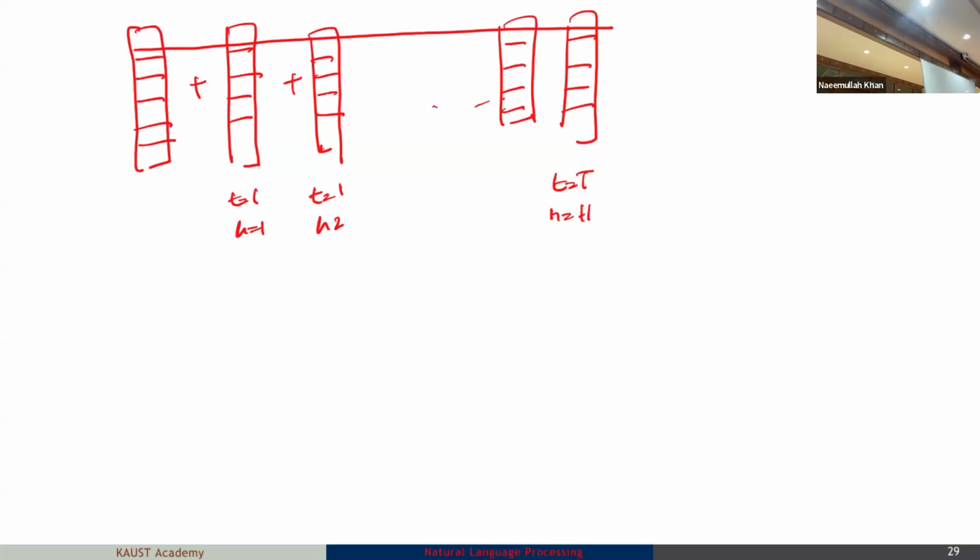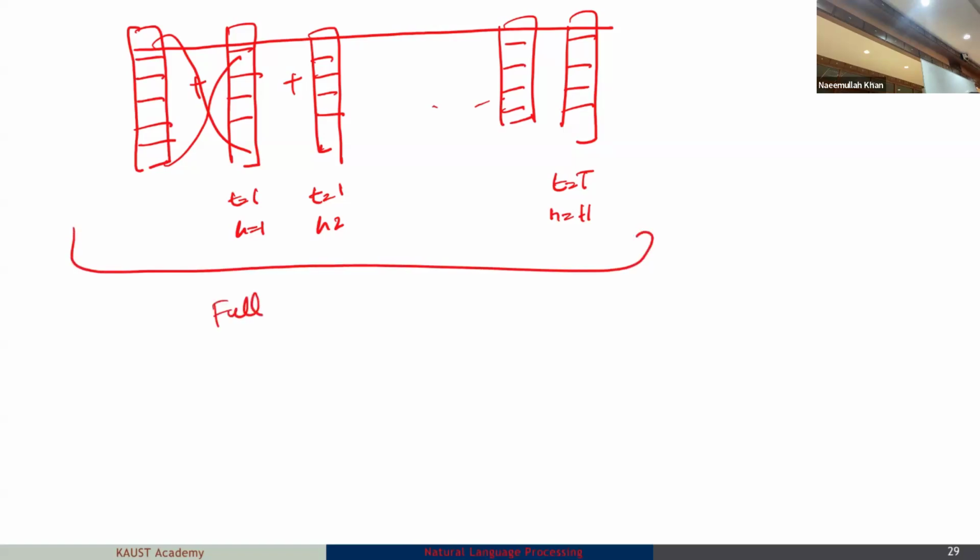There isn't much information flow across different components, which is not necessarily a good thing, because different components of your embedding might want to convey some information to other embeddings as well. And this is done with the fully connected layers of transformers.